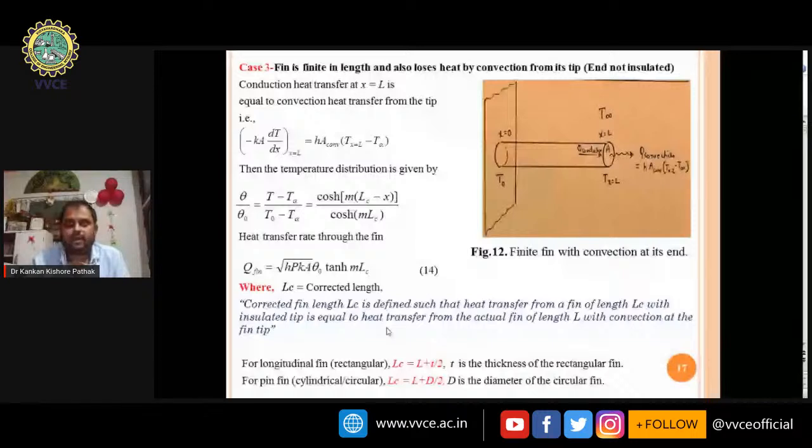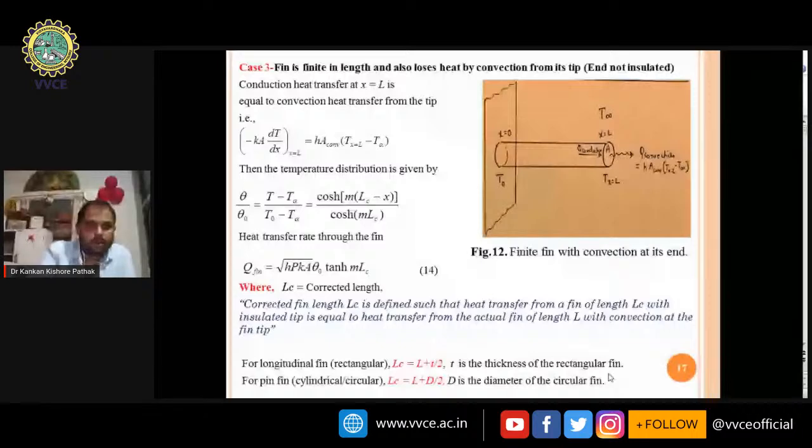Now, if we are choosing the longitudinal or rectangular fin, Lc can be written as L plus t by 2, where t is the thickness of the rectangular fin. Similarly, if it is a pin fin, then it is L plus D by 4, where D is the diameter of the circular fin.